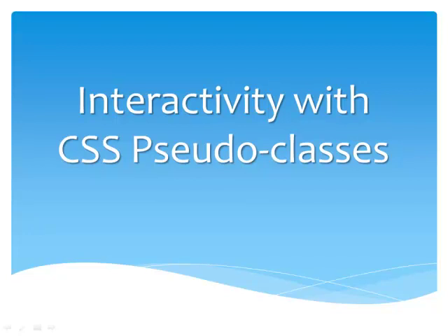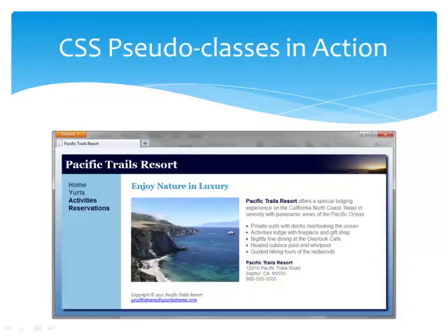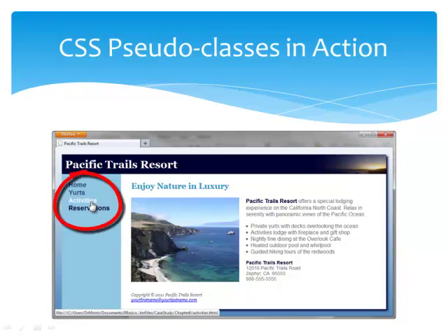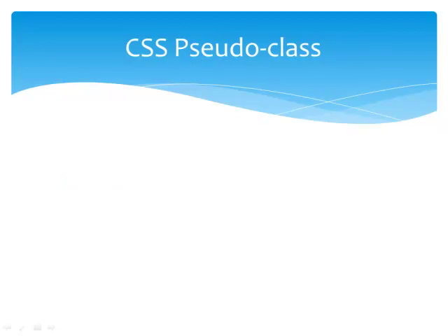This video note demonstrates interactivity with CSS pseudo classes. If you visited a website and noticed that the text color or background of hyperlinks changed when you moved the mouse pointer over them, you've probably seen CSS pseudo classes in action. A CSS pseudo class can be used to apply a special effect to a selector.